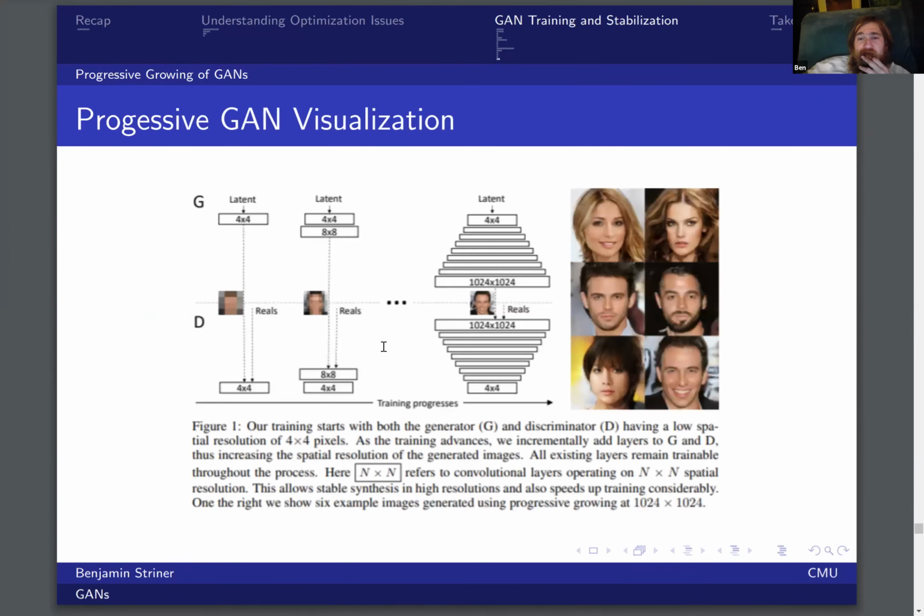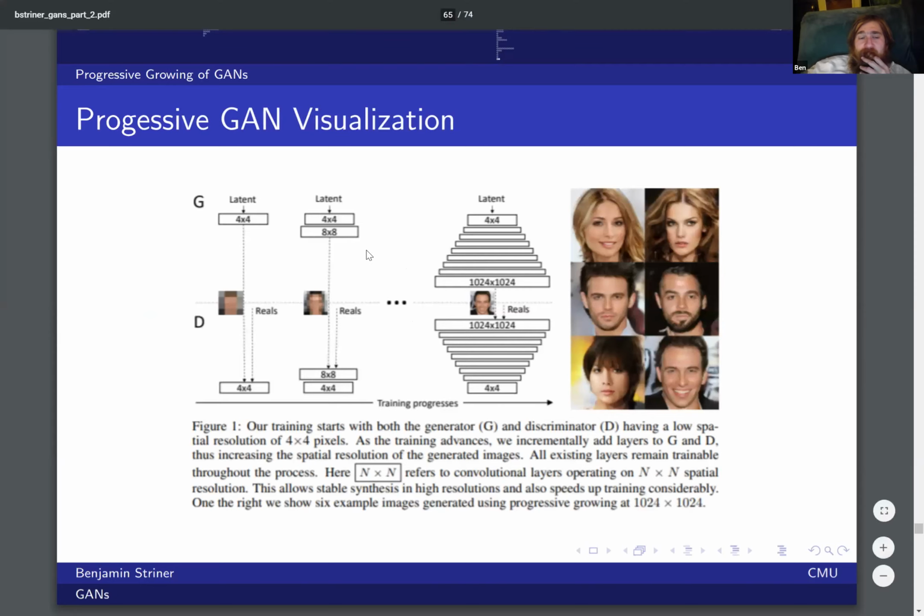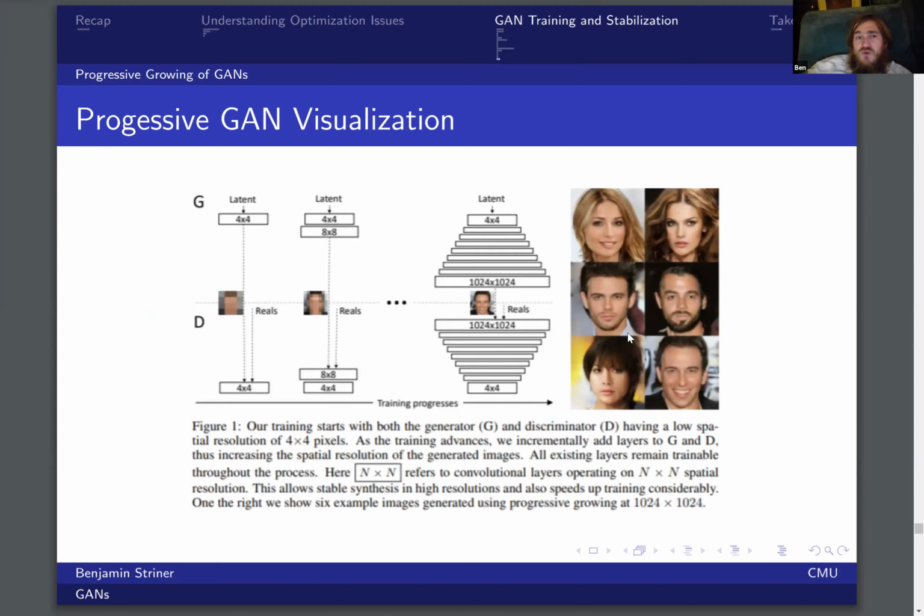In progressive GAN, this is kind of a picture of what they do. They start adding more and more layers to make things sharper and sharper, and to make your discriminator sharper and sharper. And at the end, they've got a really sharp, good-looking image that might not have converged if you just tried to do it all at once.